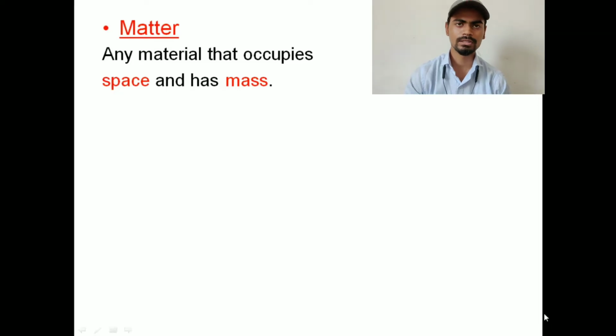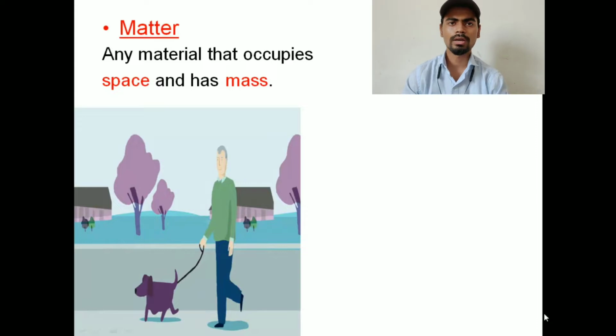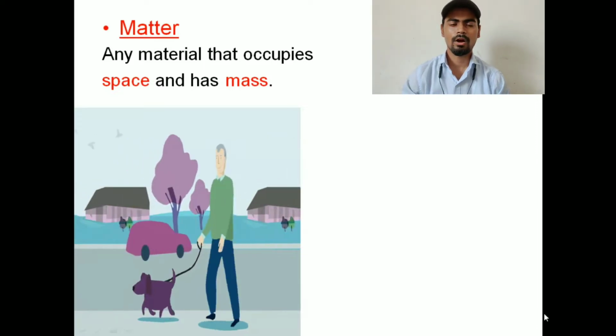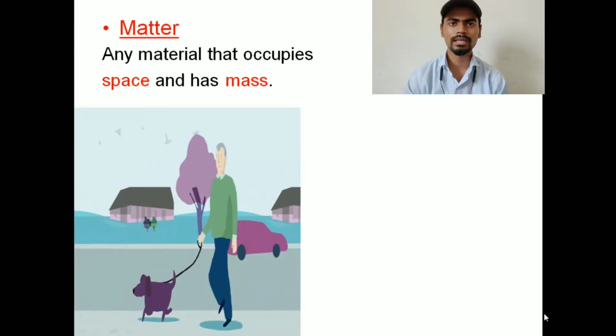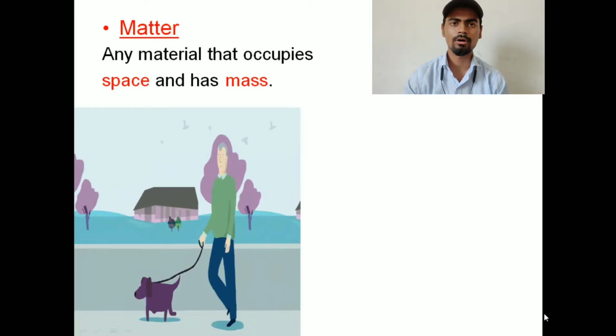Our first topic, as the chapter says, is matter. We have already studied this in class 6, that is, what is matter. Matter is any material that occupies space and has mass. That is what you studied in the previous class. Basically, whether it is a living or a non-living thing, everything has one thing in common, that they are made up of matter.